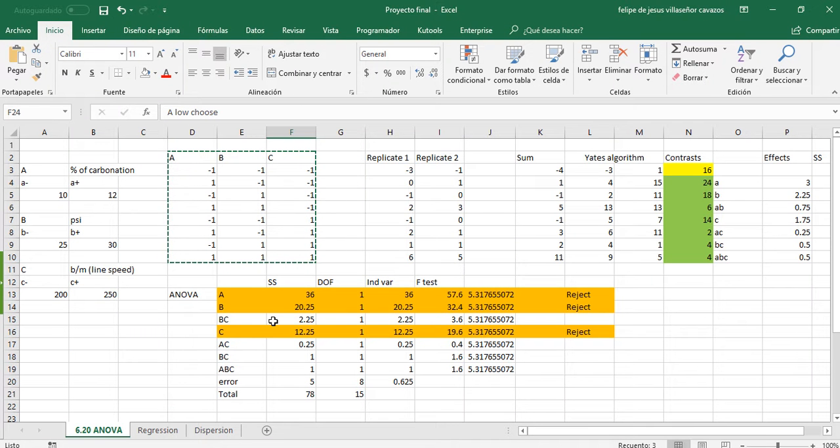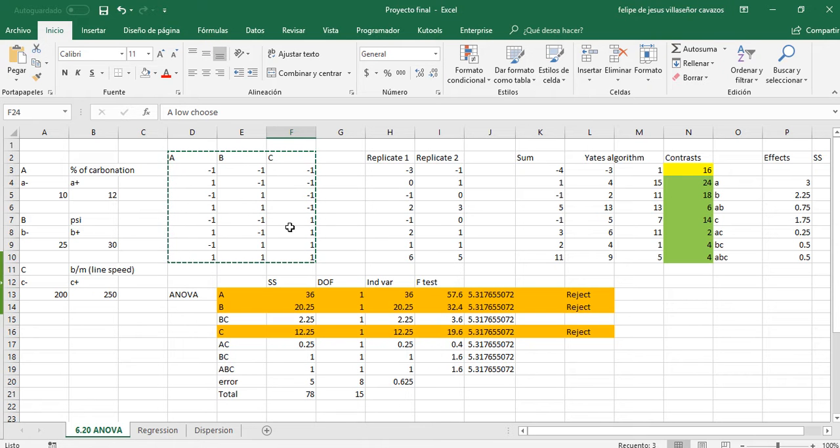So in this problem 6.20 of the book, we're analyzing the filling process of a bottle. We have three factors. Factor A is the percentage of carbonation. A low, 10, A high, 12. Factor B is pounds per square inch. B low, 25, B high, 30. Factor C is bottles per minute, the line speed. C low, 200, C high, 250.